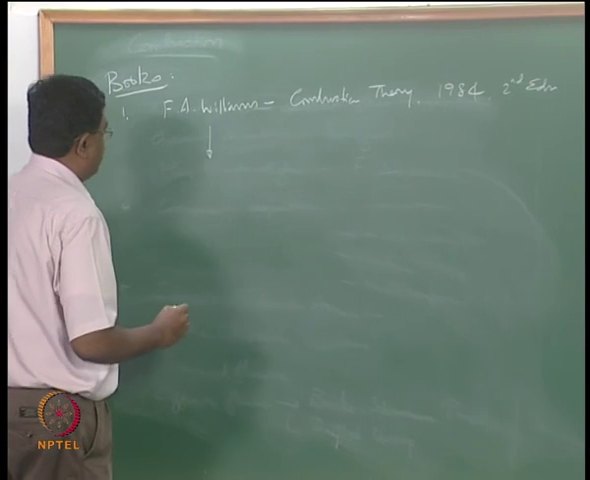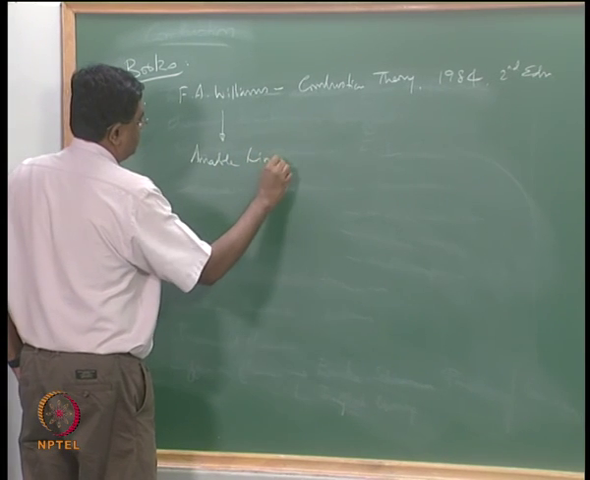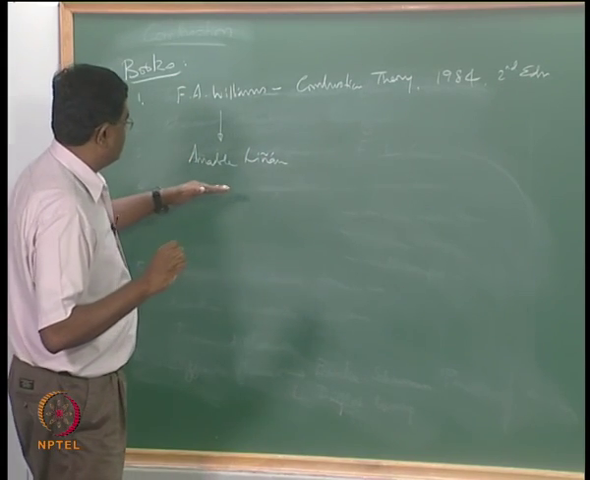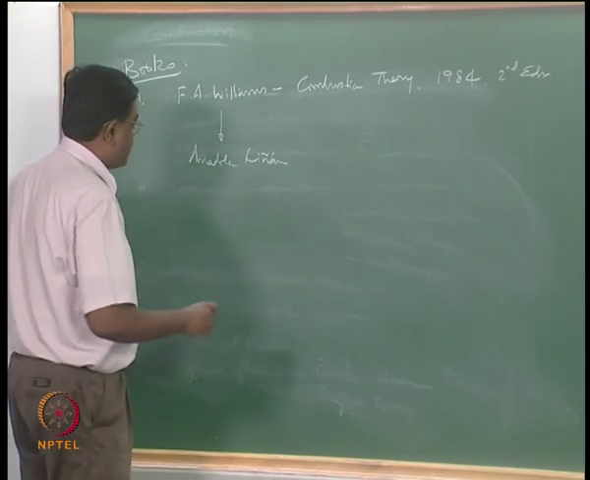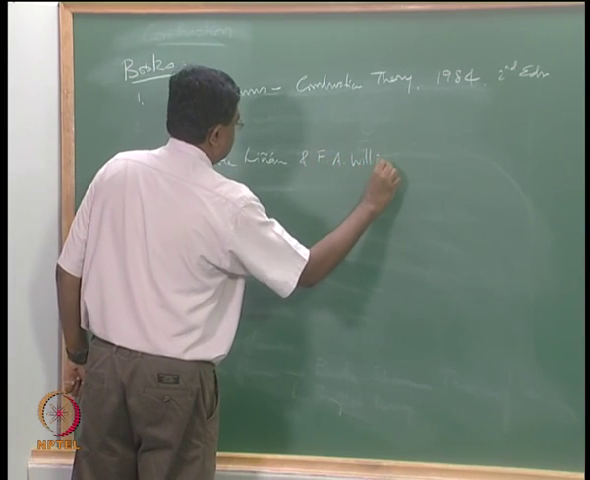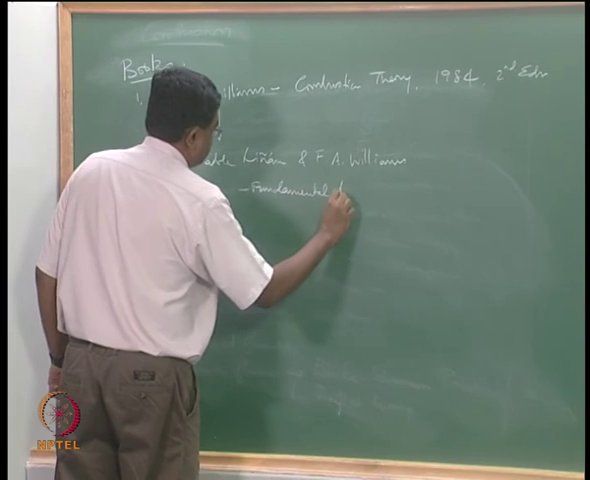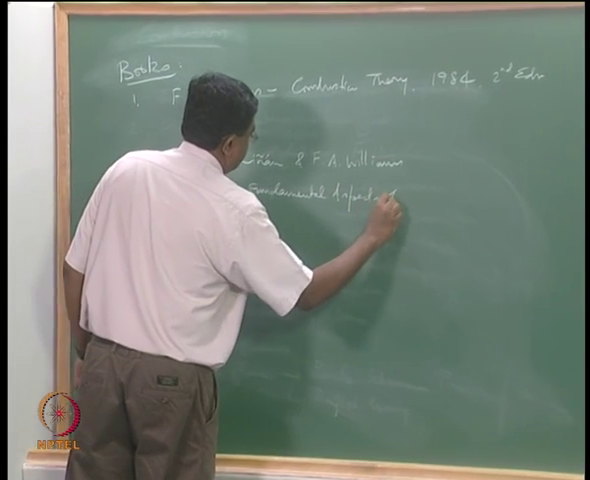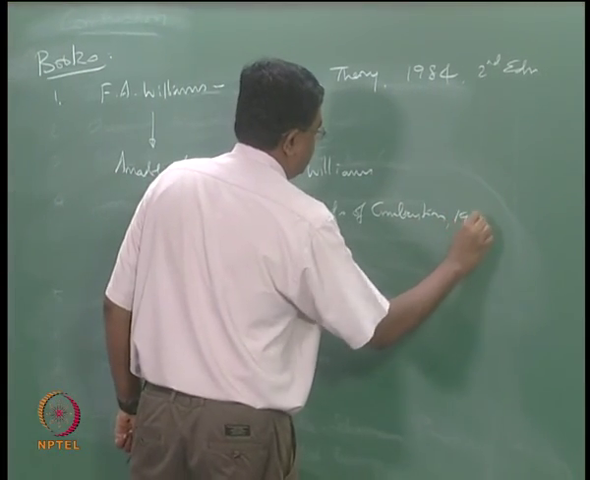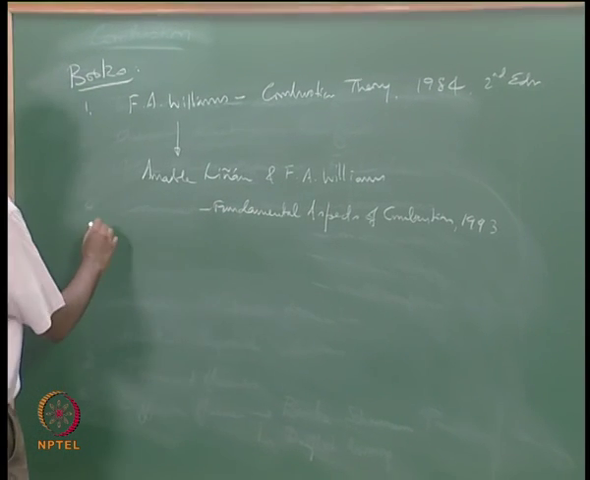A derivative, smaller book was also written by Liñán and F.A. Williams. Liñán is a Spanish name, so you have to pronounce it with the tilde and the accent. This is Fundamental Aspects of Combustion, around 1993 or thereabouts. I'll give you the specifics on the website.